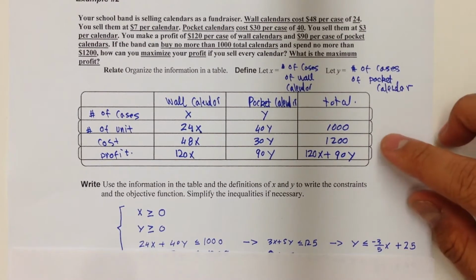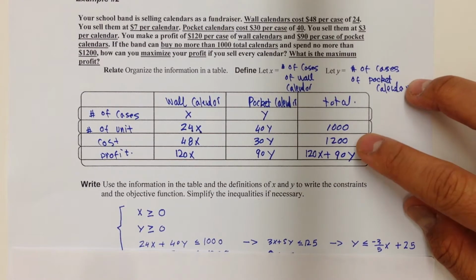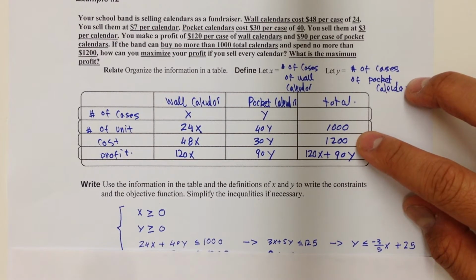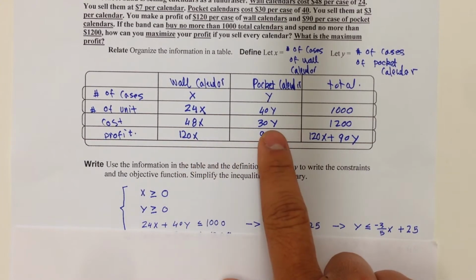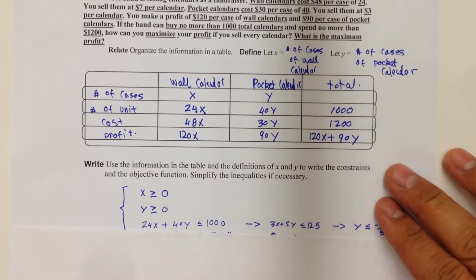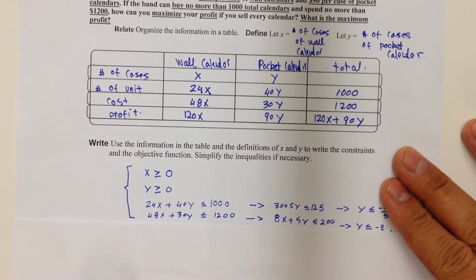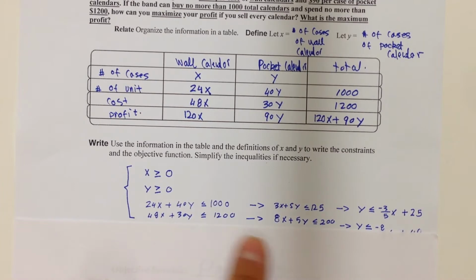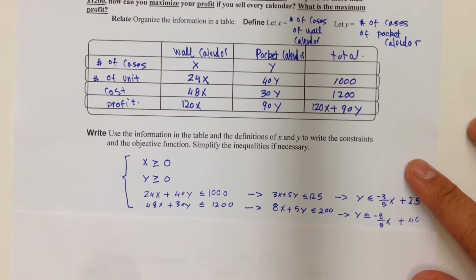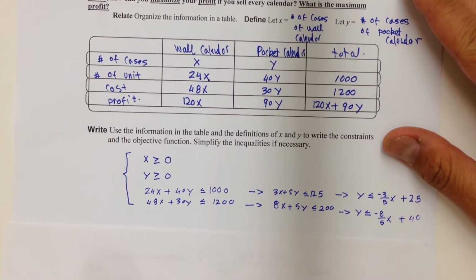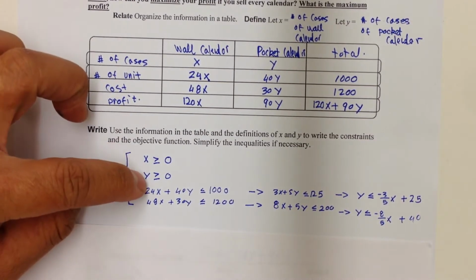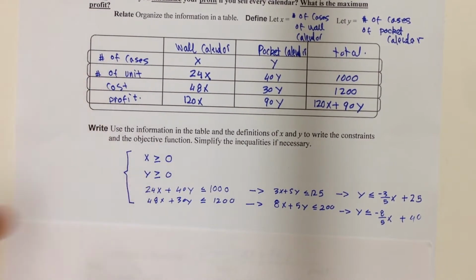The next constraint is the cost. Remember, you're restricted by the amount of money that you have, so you have $1,200. It costs you $48 per box of wall calendar and $30 per box of pocket calendar. So you know that your costs should be no more than $1,200. Once again, I reduce and solve for y, which gives me that. So there are 4 constraints, 1, 2, 3, 4, but we simplified the last 2 into that.